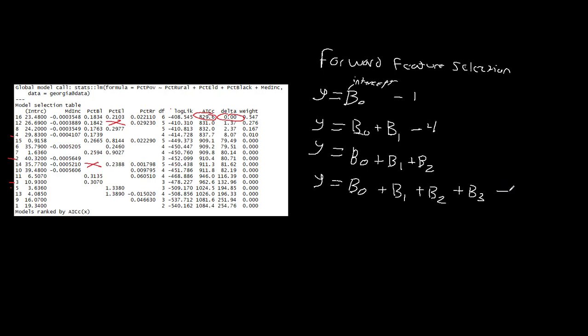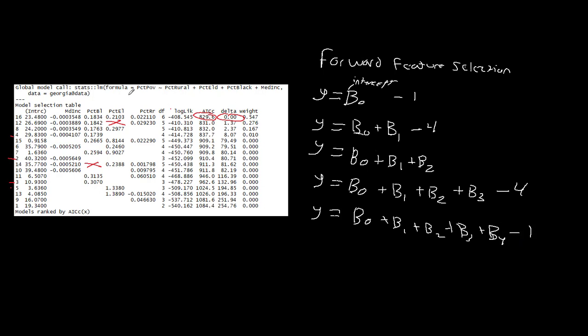For every combination of three variables, that's one, two, three, one, two, three, one, two, three, so there's four options there. And then obviously in this particular case, beta naught plus beta 1 plus beta 2 plus beta 3 plus beta 4, we have one model there.